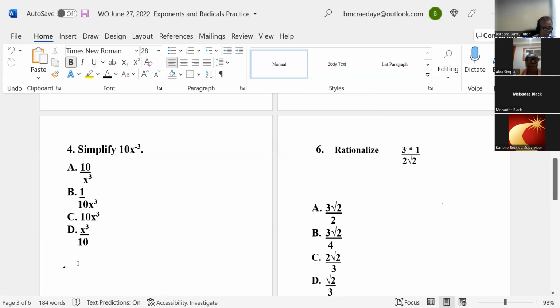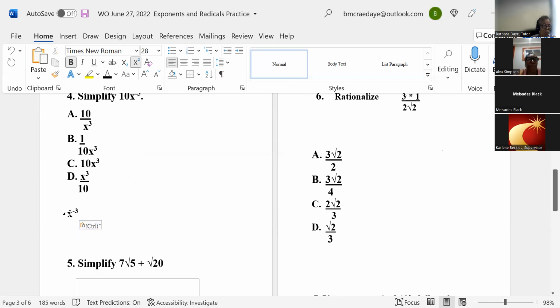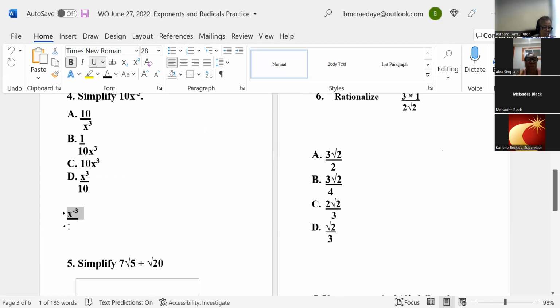Okay, let me just put it here. X to the -3 is reciprocal. It means you flip it. This is over 1. Let's just do it like this. Okay, this is over 1. 1 is the default. Now that's equal to, and if I flip it, then the 1 will be in the numerator, right? Correct? Yes, Miss Barbara. Okay, so this would be equal. And this will be what?